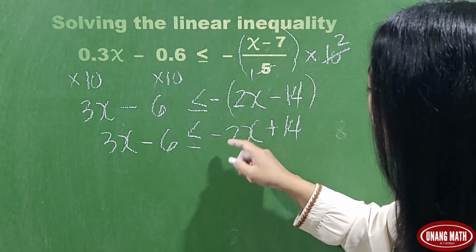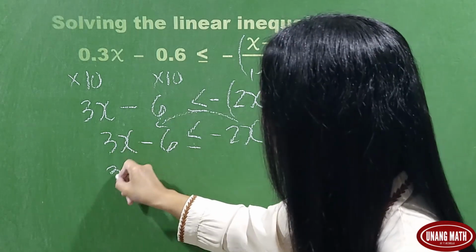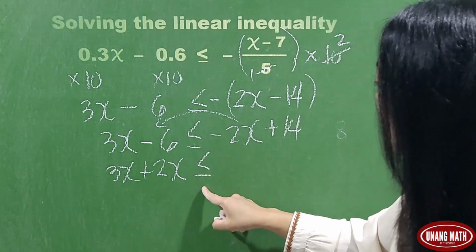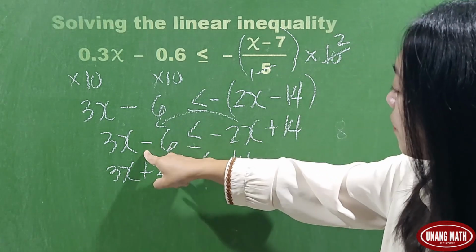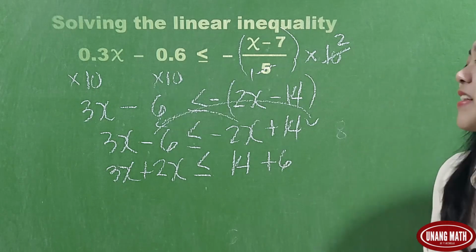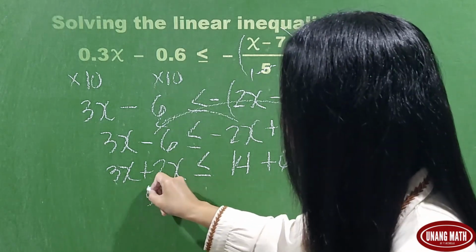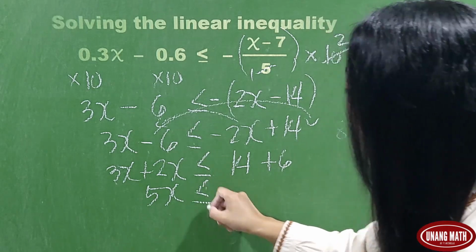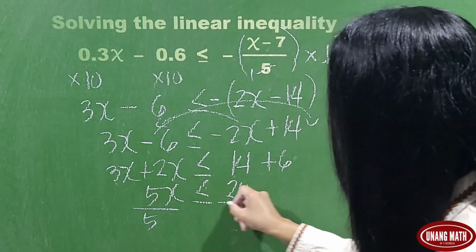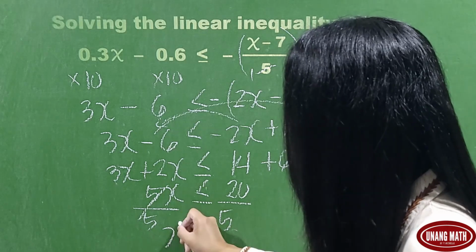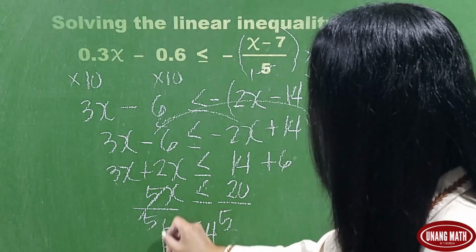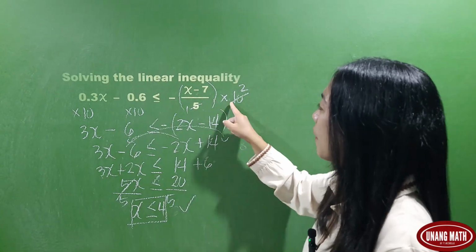Okay, using transposition, move negative 2x on the left side. So this is now 3x plus 2x, less than or equal to we have here 14. And move this negative 6 on the right side. This now becomes plus 6. Okay, simplify. 3x plus 2x is 5x. This is less than or equal to 14 plus 6 is 20. And to find the value of x, divide both sides by 5. Simplify. Then x now must be less than or equal to 4 to make this inequality true.